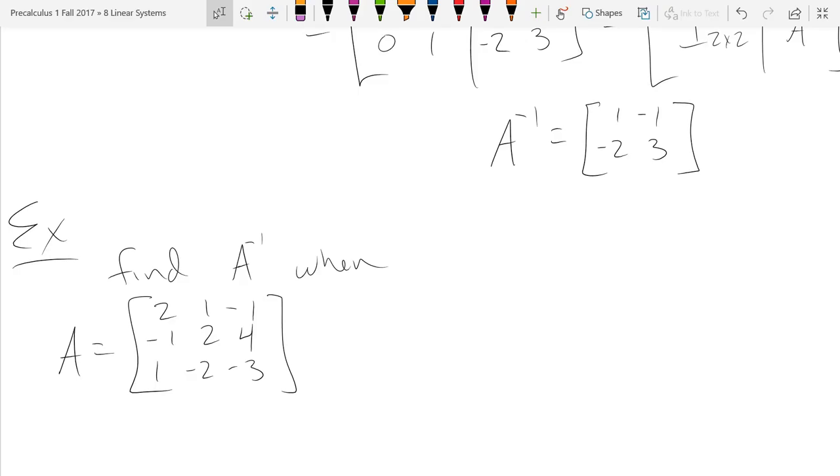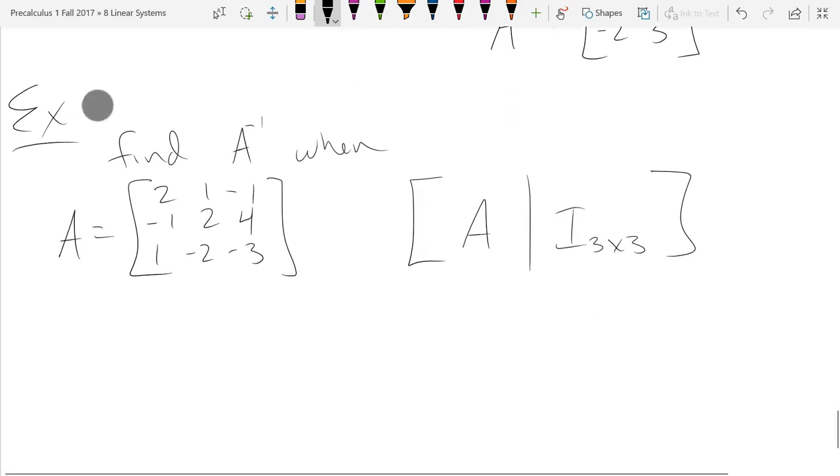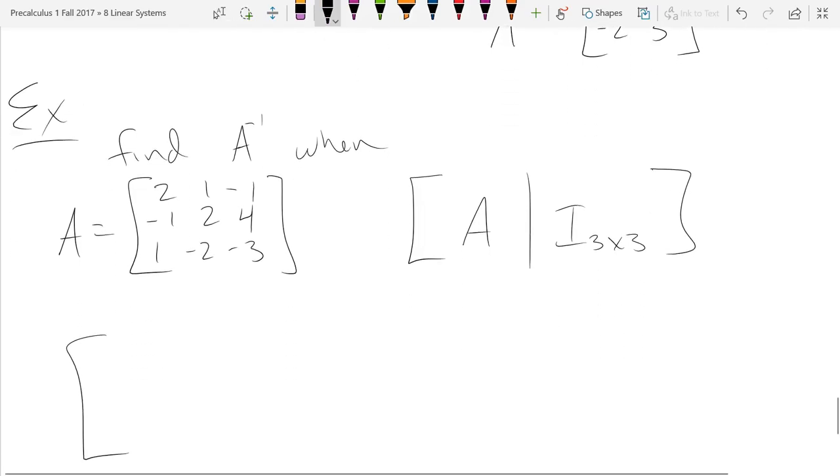All right, step one is always the same. So we're going to create this wide matrix where it has A, and then we're going to put the identity. In this case, we have a 3x3 matrix, so I need the 3x3 identity matrix in here. Now we'll write that out.